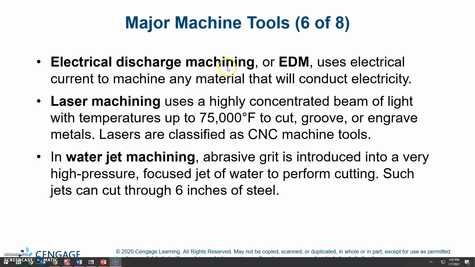Electrical discharge machining, or EDM, uses electrical current to machine any material that will conduct electricity. Laser machining uses a highly concentrated beam of light with temperatures up to 75,000 degrees Fahrenheit to cut, groove, or engrave metals. Lasers are classified as CNC machine tools. In water jet machining, an abrasive grit is introduced into a very high pressure focused jet of water to perform cutting. Such jets can cut through 6 inches of steel.